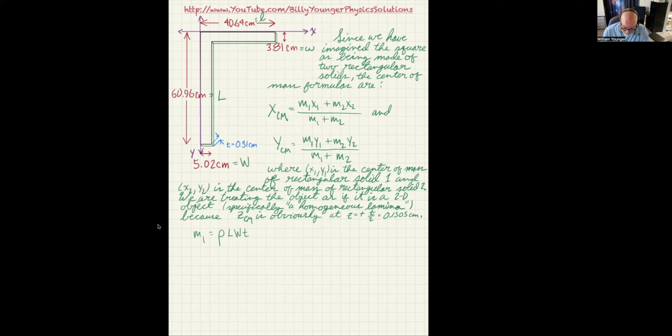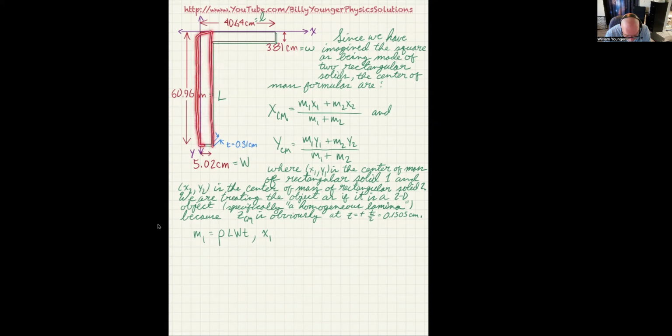So if I multiply the density times L times W times T, then I'll have the mass of M1. Now, additionally, I need X1, which is the center of mass of rectangle 1. Well, the center of mass in the X direction is just half the width of the rectangle. So, for instance, we're talking about this rectangle right here, and again, we're ignoring the Z dimension, which, by the way, goes into the board.